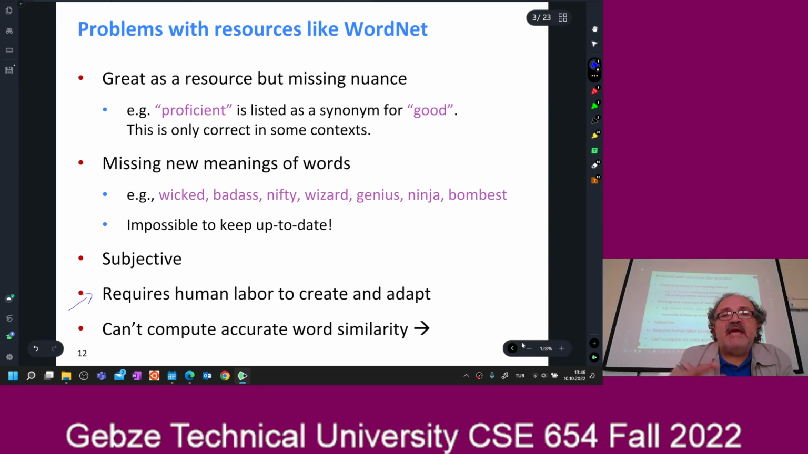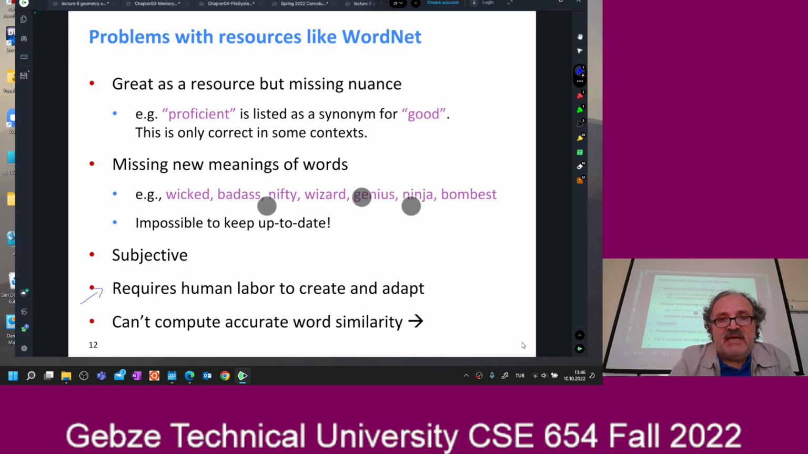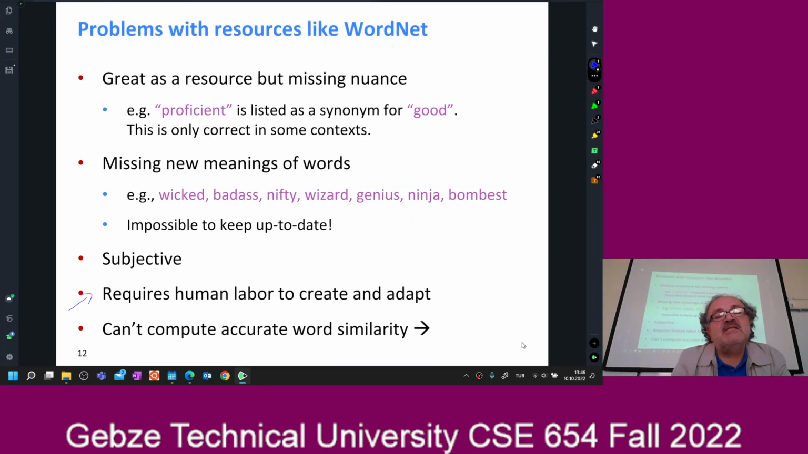We continually add new words to language, okay? And these are some of the words that were added, with different meanings, to English in the 2010s. So whenever you add a new word, you need to update all of your WordNet data set, and sometimes words stay the same, but meaning changes, okay?